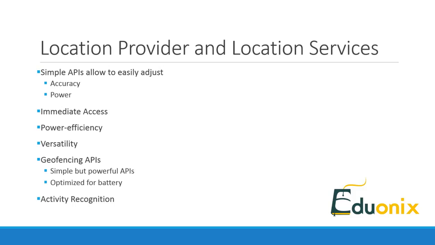These APIs are simple but powerful and allow batch addition and removal of geofences, the ability to manage multiple geofences at the same time, and the ability to filter alerts for both entry and exit, or entry only and exit only of these locations. As with the rest of the location services provided, the geofencing APIs are optimized for battery life.